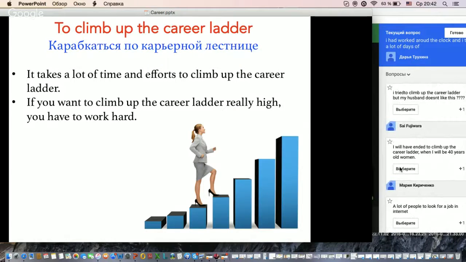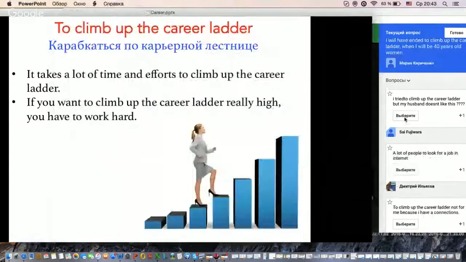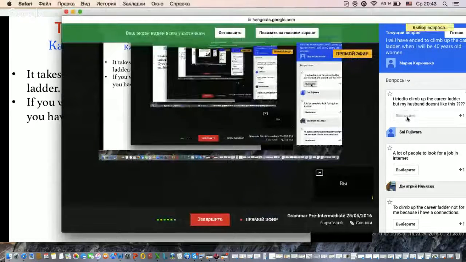I will have ended to climb up the career ladder when I will be 40 years old woman. All right, woman is the irregular noun, so you make the plural form, changing the letter in the word man. So woman в единственном числе мы пишем через a, а во множественном через e. All right. I tried to climb up the career ladder, but my husband doesn't like this. All right. A good example, yes.